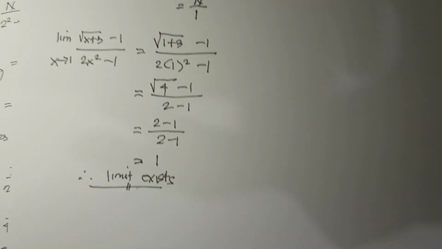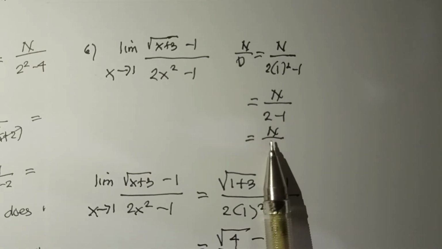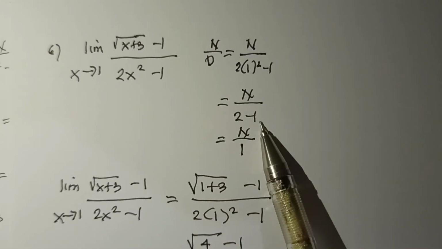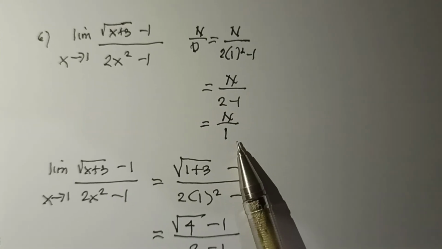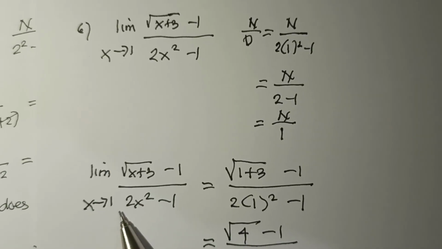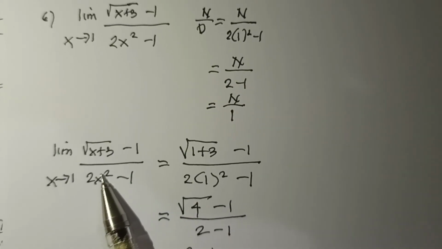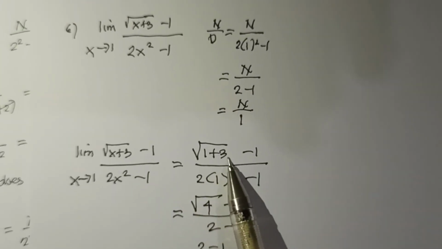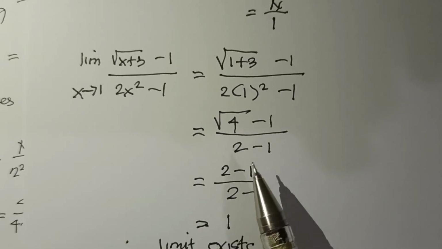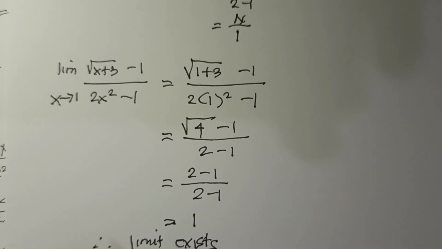And in number 6, class, we have here number 6. By the use of this concept, numerator over denominator, we come up with n over 1. So in this concept, we could simply say that we just have to substitute the given value because n over 1 is not 0. So therefore, the square root of x plus 3 minus 1: 1 plus 3 minus 1, 2 times 1 squared minus 1, the square root of 4 minus 1, 2 minus 1, 1. So therefore, the limit exists.